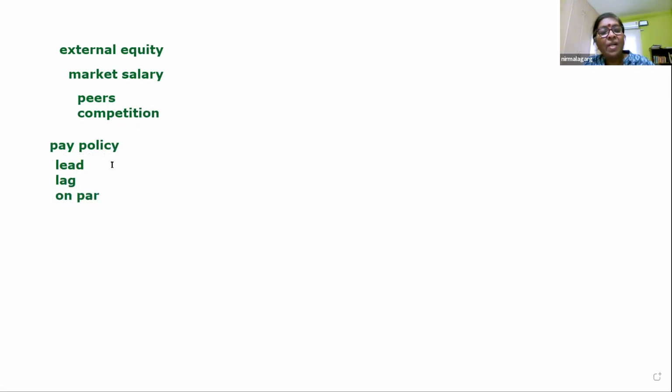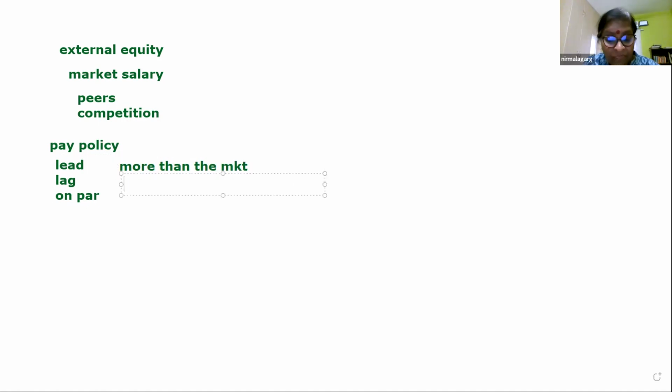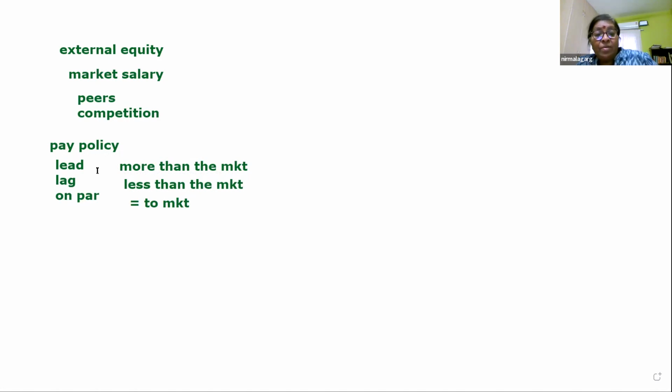What is a lead policy? That means if the market is paying a certain amount, I will pay more than the market. Lag means I'll pay less than the market, or on par means equal to the market. Now, organizations don't lead. They don't pay more than the market across the organization.